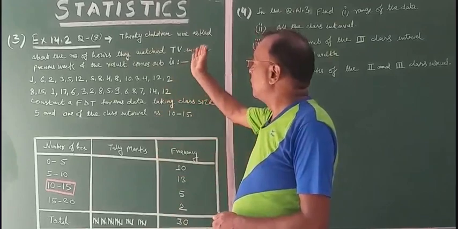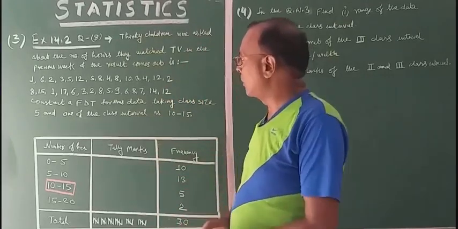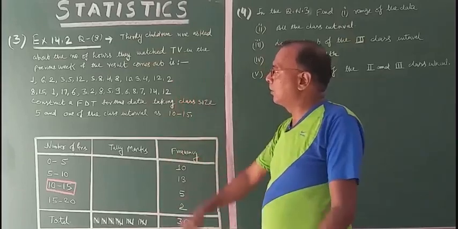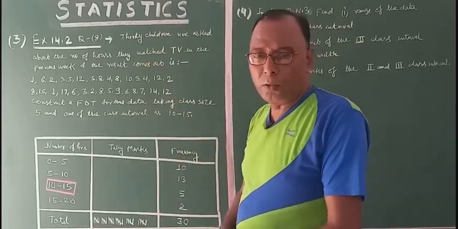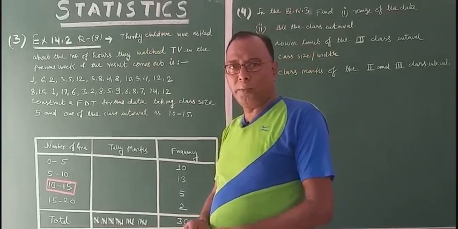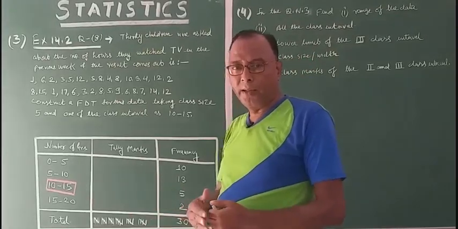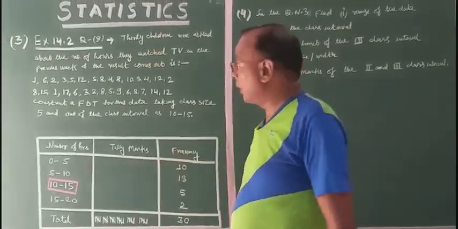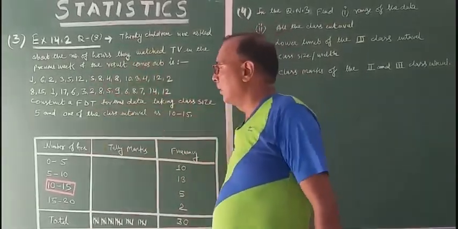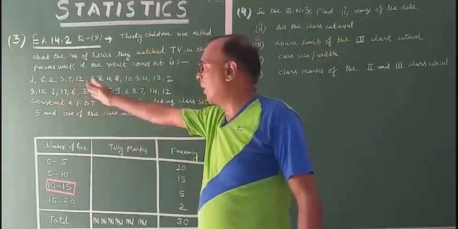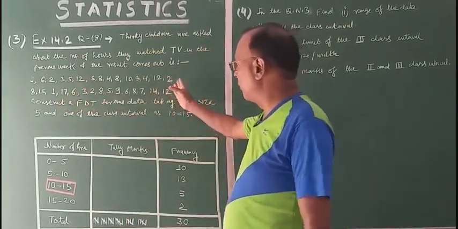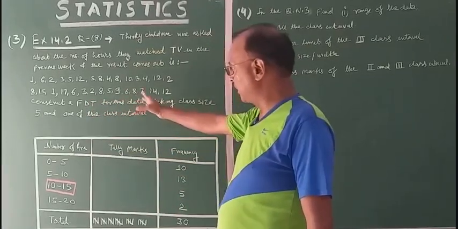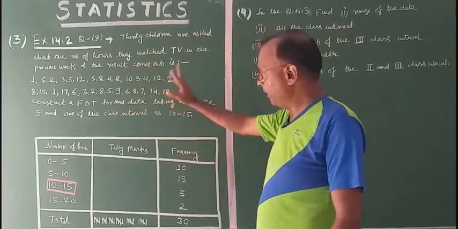30 children were asked about the number of hours they watched TV in the previous week, and the result comes out like this. 30 बच्चों को पूछा गया कि उन्होंने previous week यानी इससे पहले हफ्ते में कितने कितने घंटे टीवी देखा, तो ऐसा कुछ डाटा निकल के आया. 1 6 2 3 5 12 5 8 4 8 10 3 4 12 2 8 5 1 17 6 3 2 8 5 9 6 8 7 4 and 12.